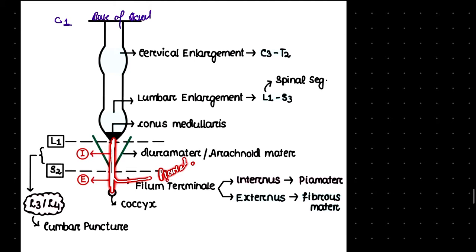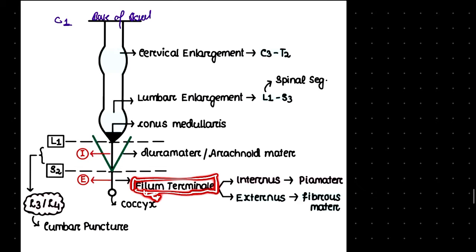Meninges, if you remember, PAD: pia mater, arachnoid mater, and dura mater. So this is our pia mater, the innermost one of the meninges, that is extended from the base of our spinal cord all the way to the coccyx. Now what is this thin extension that is extended from this conus medullaris to the coccyx? This is called the filum terminale.